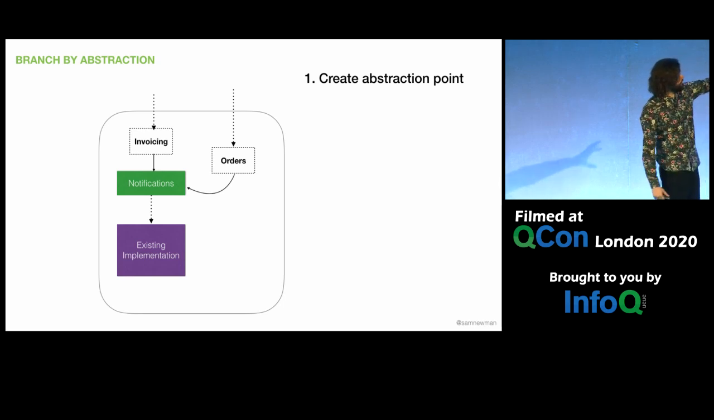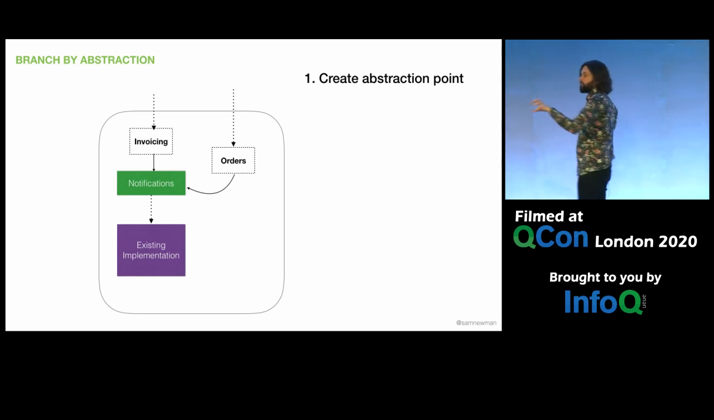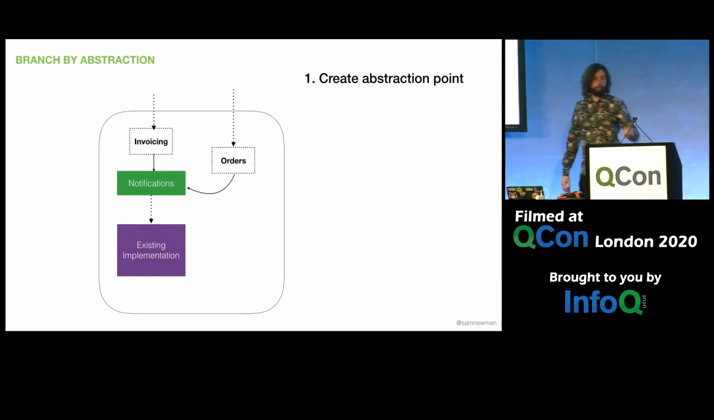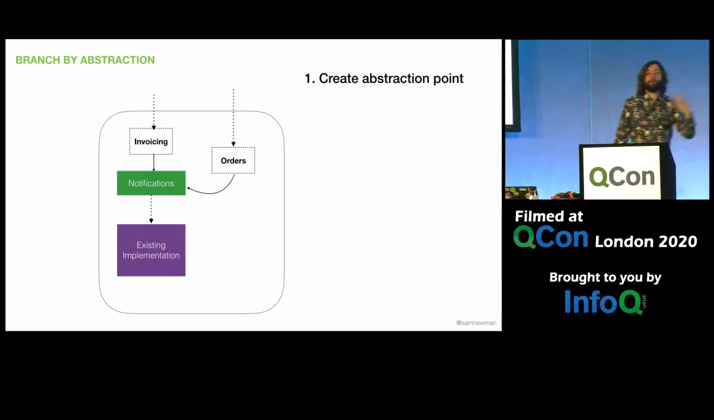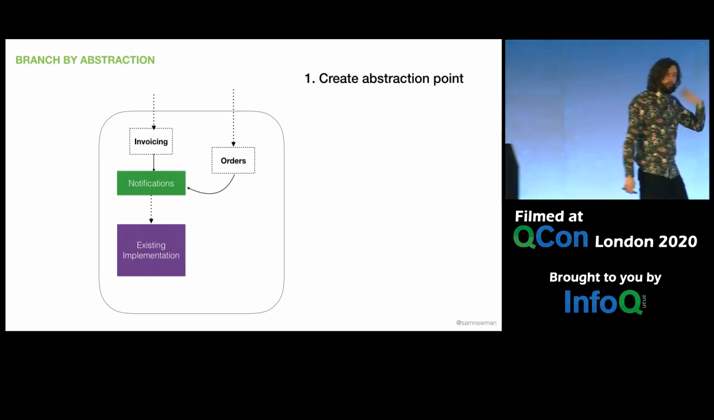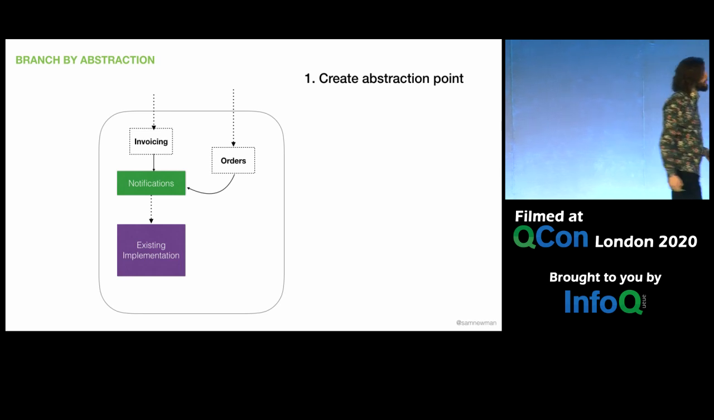So we've now created a situation where we can change the implementation of notifications that invoices or orders uses. So this is step one. This is a refactoring effort that could be done over a period of days or weeks while you're doing other stuff, like actually shipping features. Again, all these refactoring patterns are things that can be folded in while still shipping functionality as well.